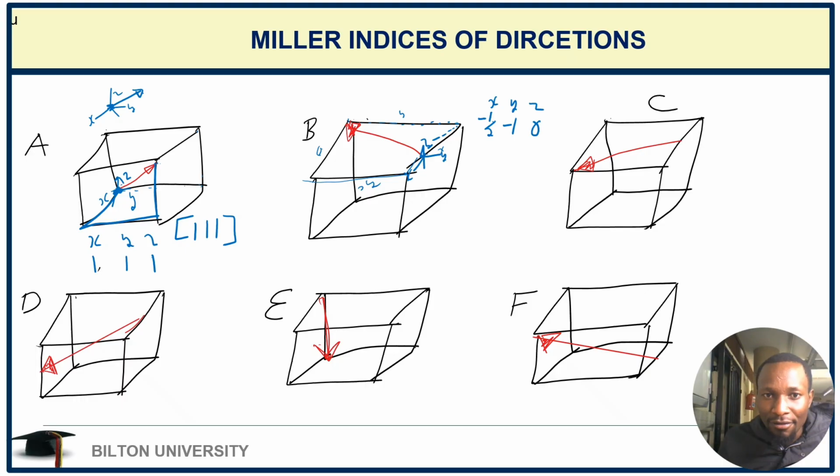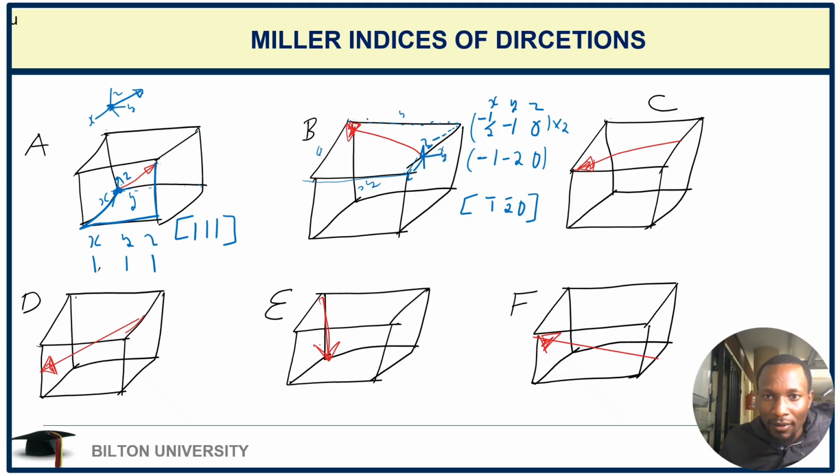We said that when you have a fraction, you multiply by the common factor. The common factor here is 2, so we multiply by 2, and this gives us minus 1, minus 2, and 0. Once we have this, we write everything minus as a bar and close the bracket, so this is bar 1, bar 2, 0. So this is the Miller index for B.